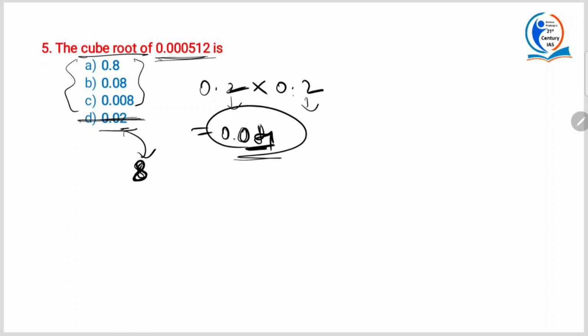But how about the decimal places? To calculate the decimal places, you have to divide the number of digits after the decimals by 3. Now, how many are there? 1, 2, 3, 4, 5, 6. 6 decimal places by 3. 3 twos are 6. Okay, so in the answer, you should have only 2 decimal places. So, the answer is B.